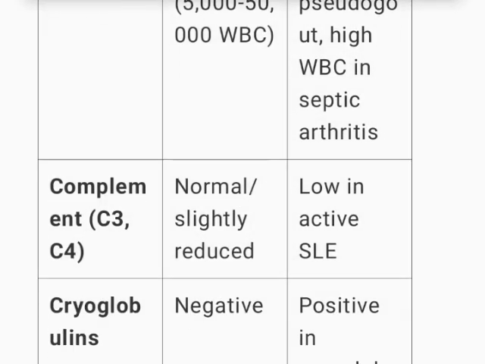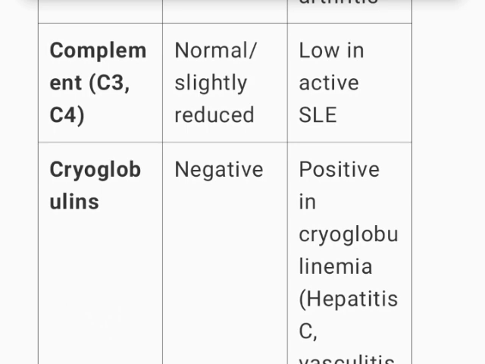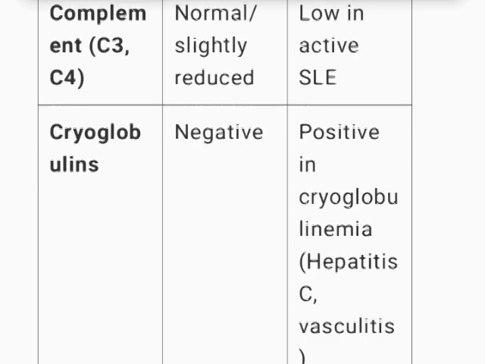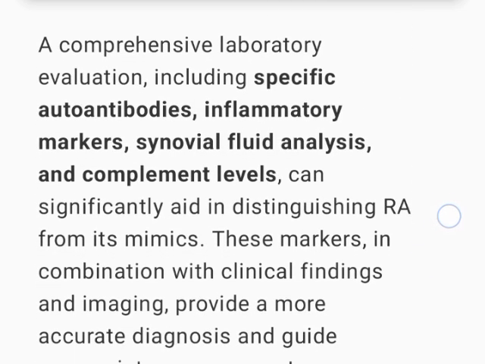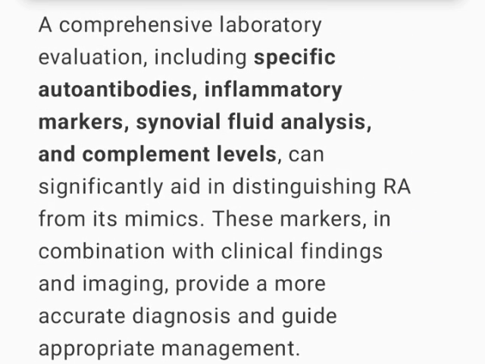Hepatitis C, vasculitis. Conclusion. A comprehensive laboratory evaluation, including specific autoantibodies, inflammatory markers, synovial fluid analysis, and complement levels, can significantly aid in distinguishing RA from its mimics. These markers, in combination with clinical findings and imaging, provide a more accurate diagnosis and guide appropriate management.